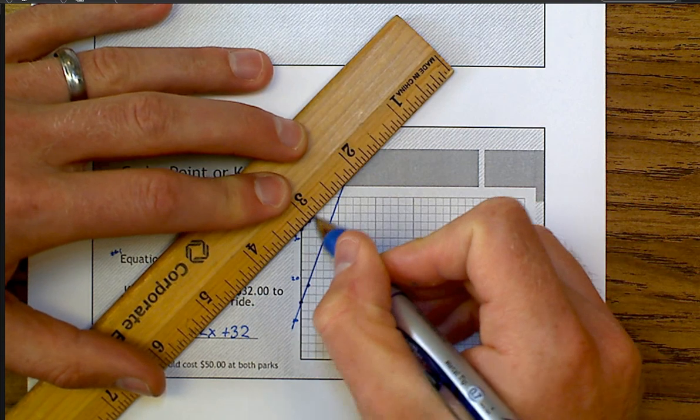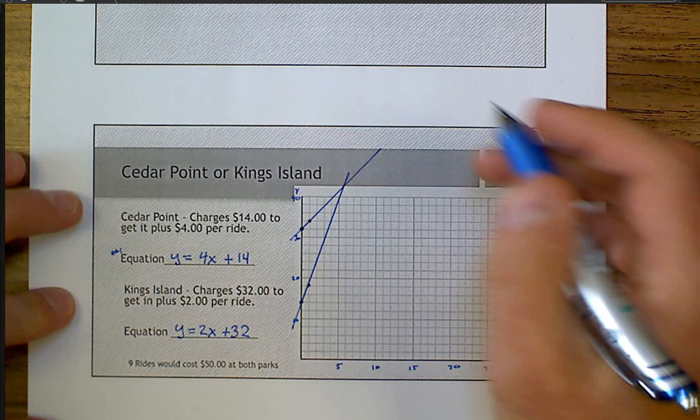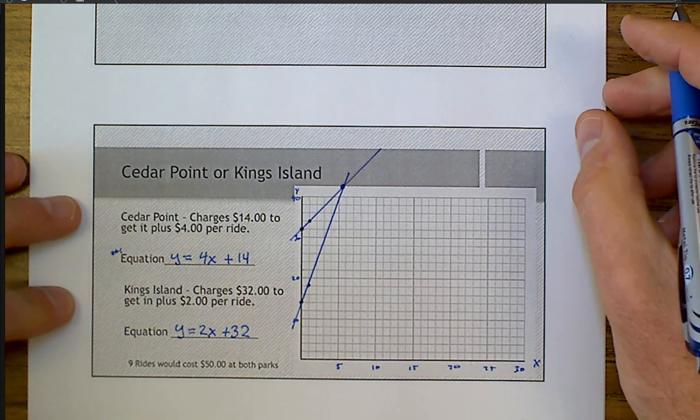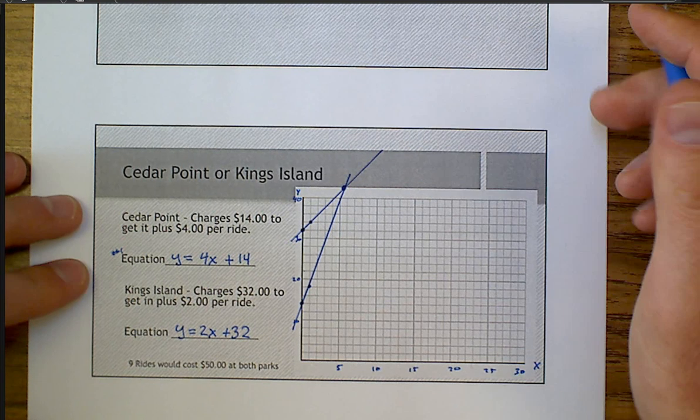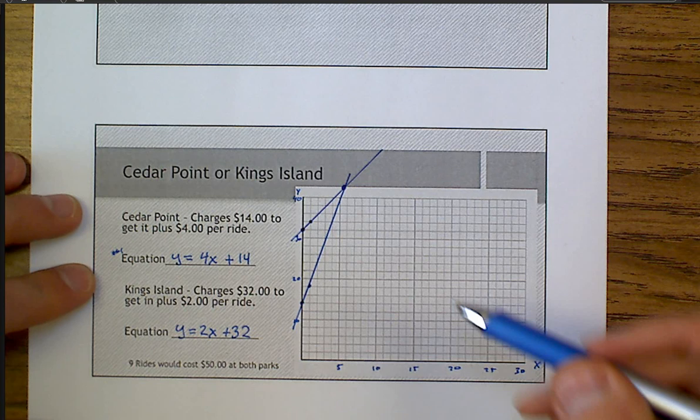I probably could keep going. And you can see that they intersect. Now, the whole point of solving by graphing is to get your lines to intersect. Now, I obviously am not close because right here it should be at 9 and 50, and my graph's off just a little bit here.